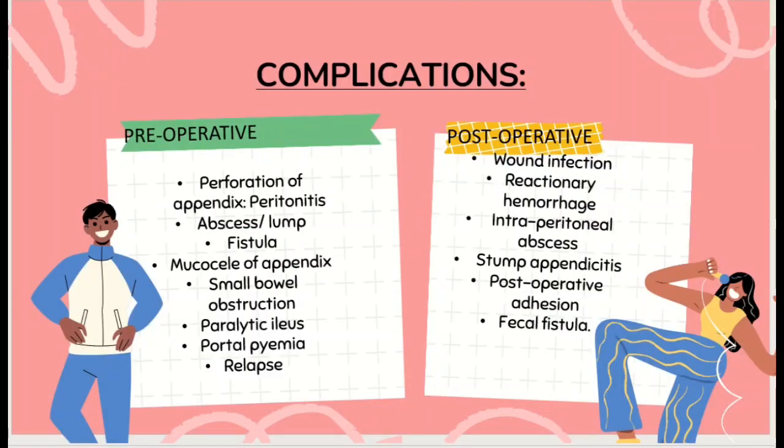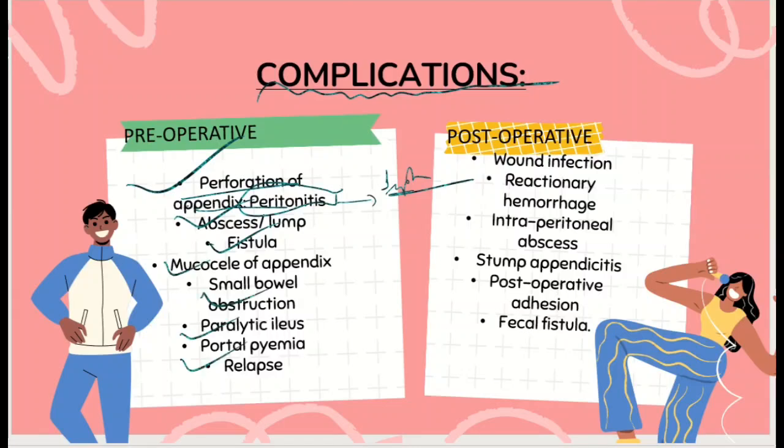So what are the complications of appendicitis? Even before surgery, if we are not operating, sometimes there may be perforation of the appendix. It will perforate, leading to peritonitis and finally to septic shock. Next comes abscess or lump formation, which I have already mentioned. Sometimes fistulas are also seen. Mucocele of appendix, small bowel obstruction, paralytic ileus, pylephlebitis or relapse.